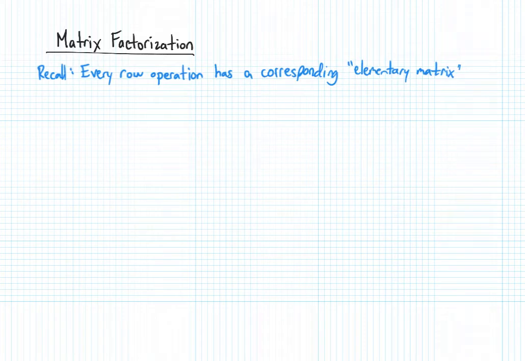So in the last lecture, we saw that every row operation has a corresponding elementary matrix, which is a matrix you can multiply other matrices by, and it has the same effect as doing the row operation. And as a result, instead of thinking of Gauss-Jordan elimination as just some process where the matrix changes, you can think of it as a process where the matrix is being multiplied by these elementary matrices.